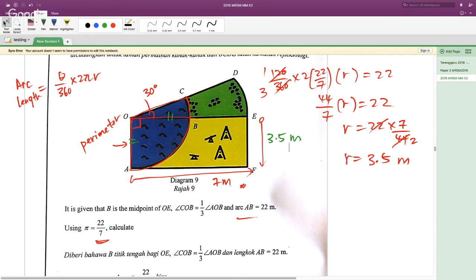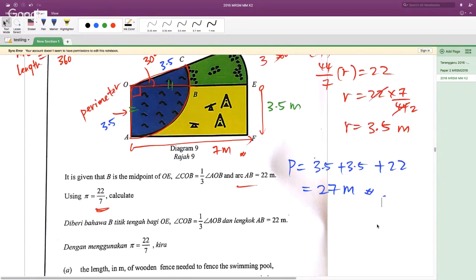Now I want to find the wood fencing needed for the swimming pool. That means I need to find the perimeter. Since I know here is 3.5 and here is 3.5, and the arc length is 22, I will just say 3.5 plus 3.5 plus 22, so it will be 27 meter. It's quite simple for this one, but you have to find R first.